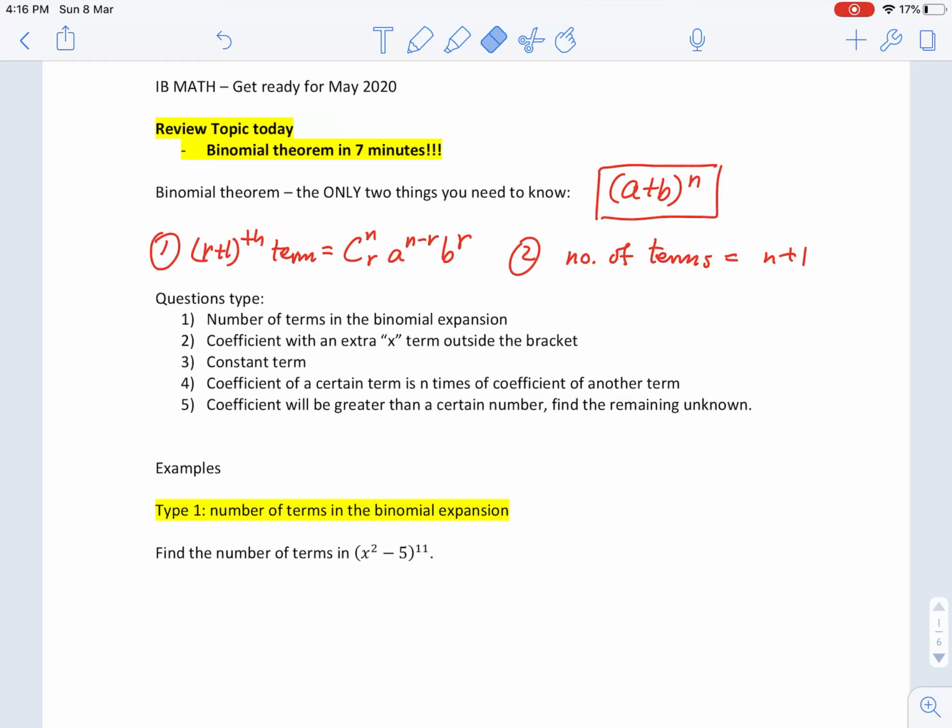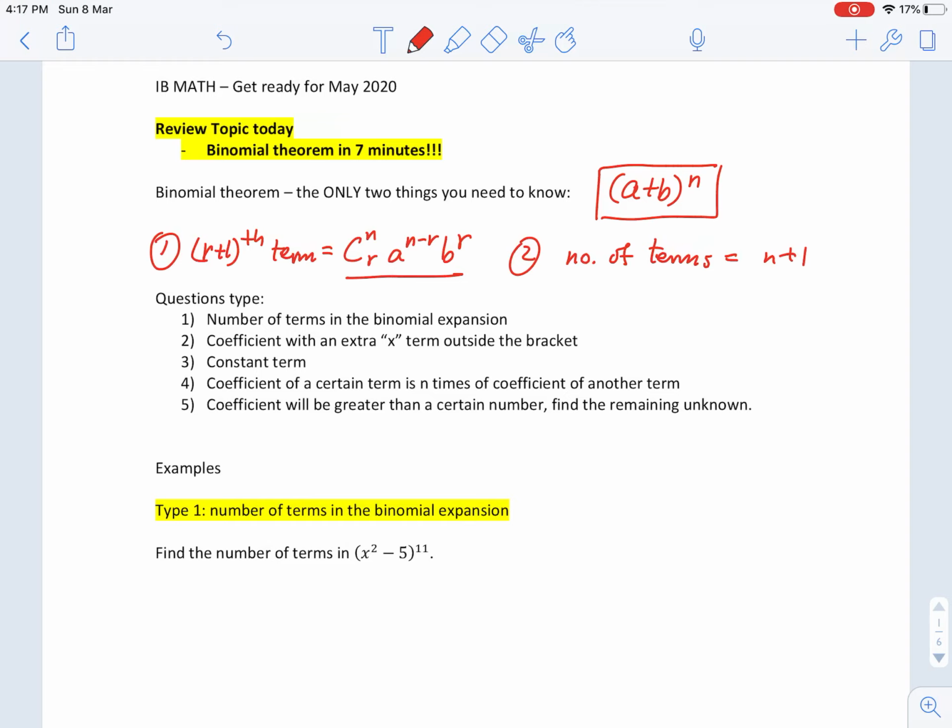So today we're going to review the binomial theorem in just 7 minutes, okay? The only two things about the binomial theorem are, first, the general term: n choose r times a to the power of n minus r times b to the power of r. And the second thing you need to know is the number of terms in a binomial expansion. Given a binomial expansion (a plus b) to the power of n, it's n plus 1, okay?